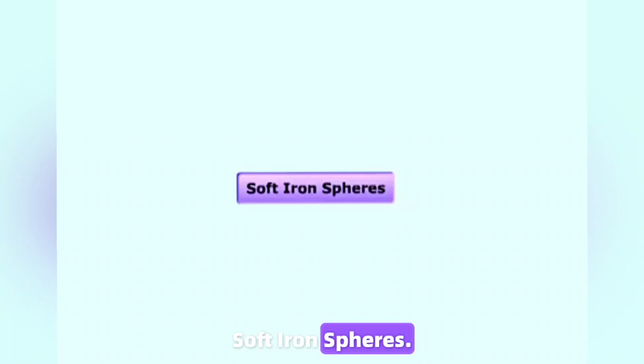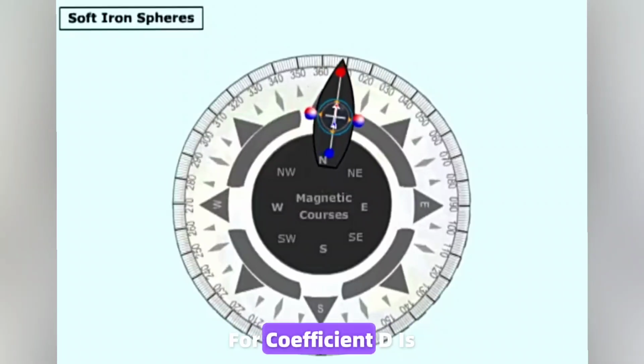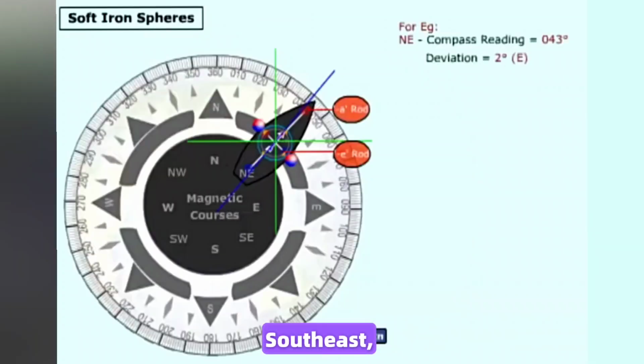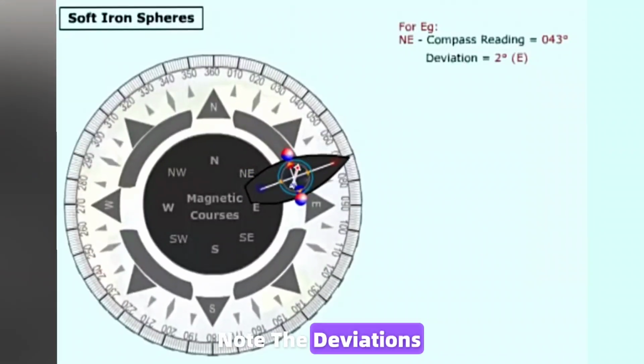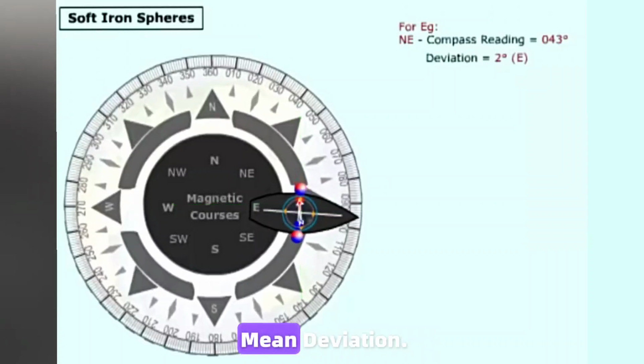Soft iron spheres. When the compass is installed on board the vessel, the spheres are in mid-position on their brackets. Deviation to correct for coefficient D is found with the vessel heading northeast, southeast, southwest, and northwest. Note, the deviations on southeasterly and northwesterly headings are reversed to find the mean deviation.